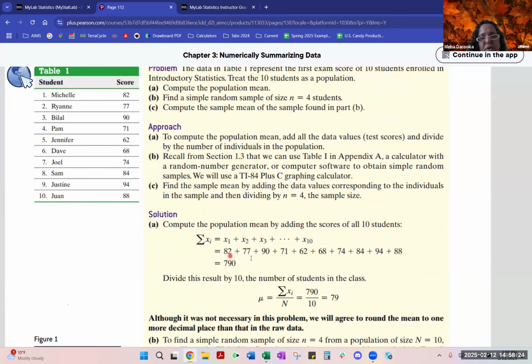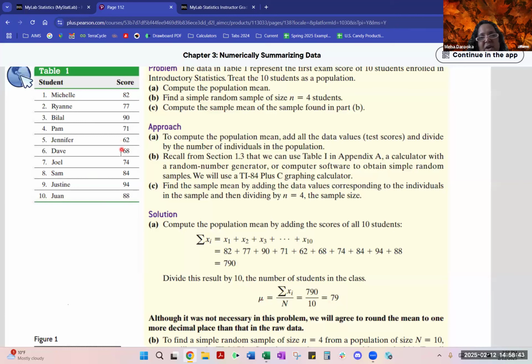So you can see we have a total of their test scores over here. So that total comes out to be 790. And then they are telling us our population size is 10. So you are, of course, taking that total of 790 and dividing it by 10, which tells us the average score of the students is going to be 79.